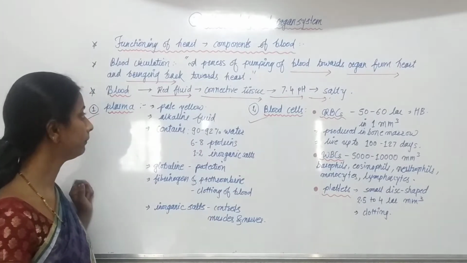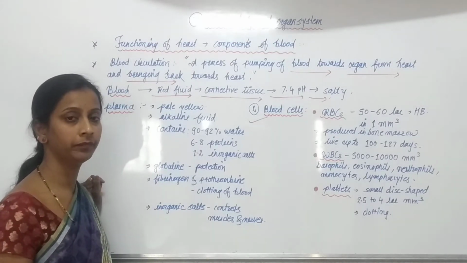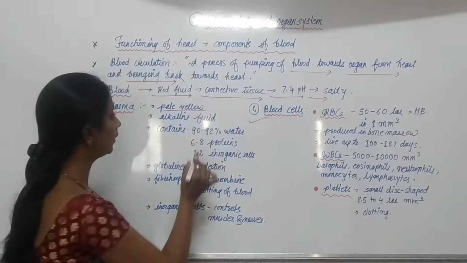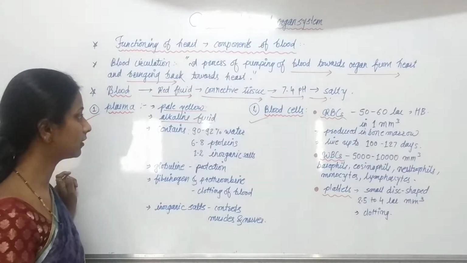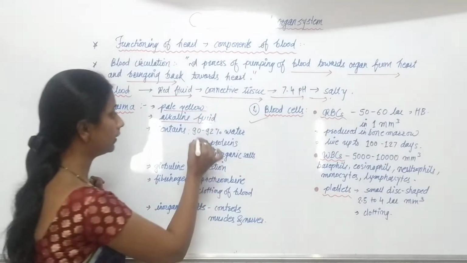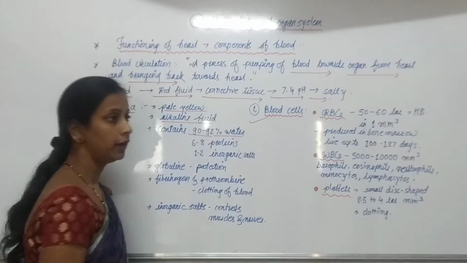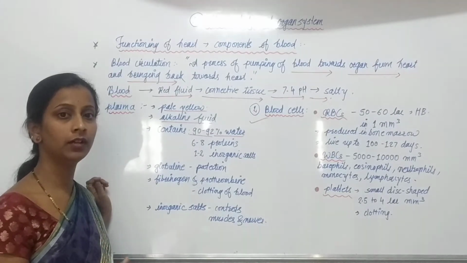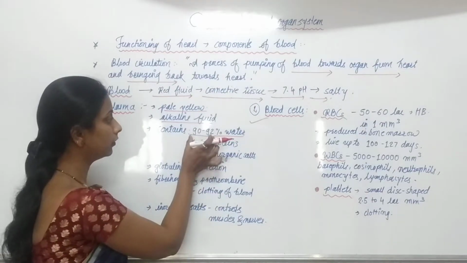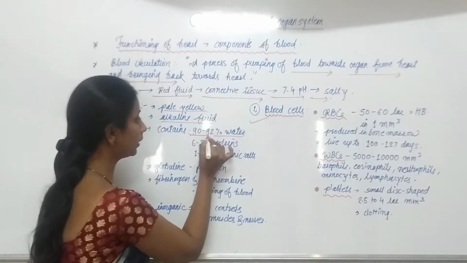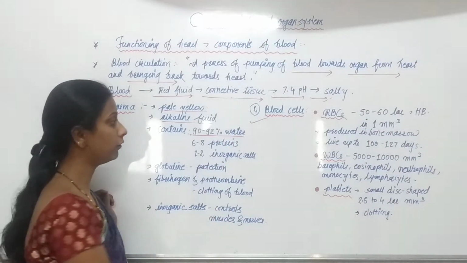What is plasma actually? So, the pale yellow colored alkaline fluid present in blood. Pale yellow colored alkaline fluid is called as plasma. Plasma of blood or blood plasma. This contains 90 to 92% of water. Means mainly in blood high amount of water is present. Okay, and in that large percentage of water is present in blood plasma. It contains 90 to 92% of water.